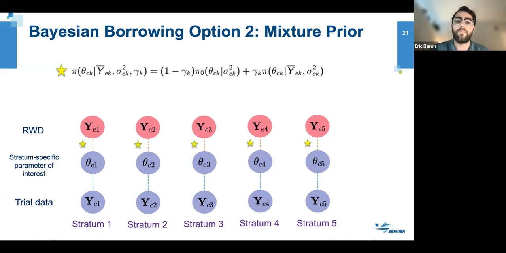and then we'll discuss how we actually combine these parameters. So for our star, at least in this mixture prior approach, what we're doing is using the external data here. Gamma K is just a mixing weight, and we set this as our prior for theta CK within every stratum. Here, how the mixture prior works is it uses a mixing parameter gamma K, which is a mix between, one, an informative prior. Here, this is just the posterior distribution of theta CK given the external data, which at least in this case and under our setting will just be a normal distribution. And then here, this is a non-informative flat prior. And then we'll discuss the formulation of gamma K as well.